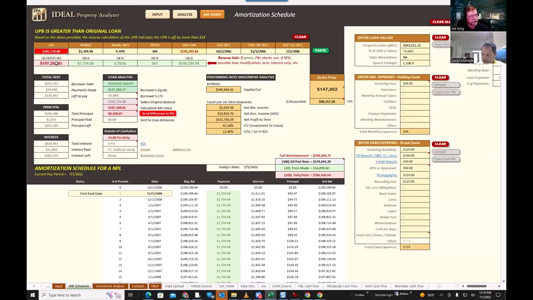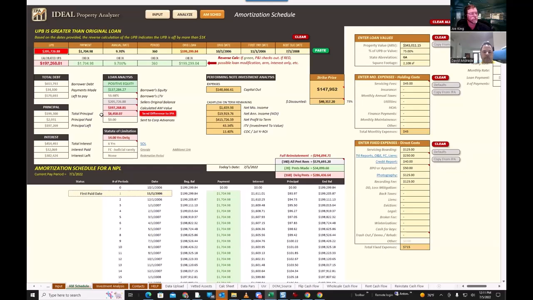The difference between the two is $8,458. Now, that $8,000 is money that would be left on the table if you were to bid on this note and bid on that $205,000. The reason being is because at this point you don't know if that $8,458 is fees. You don't know if it's a loan modification. You don't know if any of it's interest bearing or recoupable. You have no clue at this point.